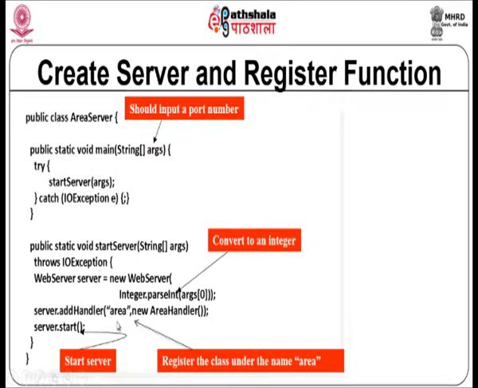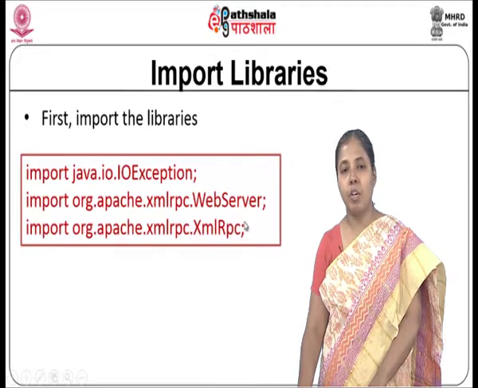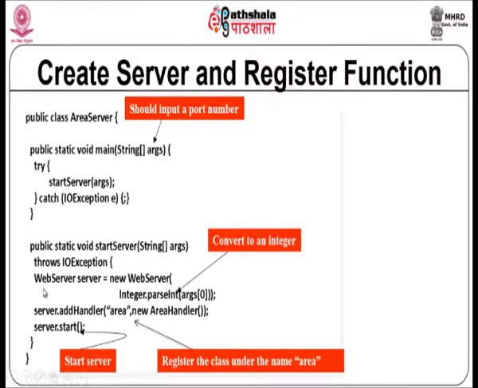Within startServer we write simple code where we instantiate an object for the WebServer. I told you there are two important classes you are going to use from the XML-RPC package: one is the WebServer class, and the other is XmlRpc. Here we instantiate an object of the WebServer, and you can see that we get the port number from the command line.